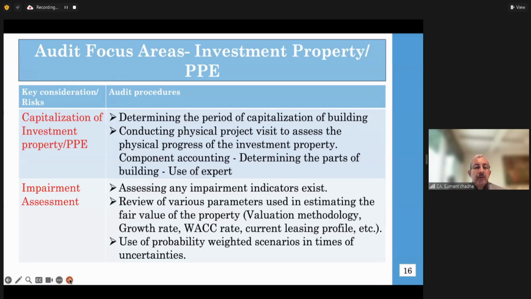Capitalization of investment property part. So the period of capitalization of the building, when I actually do it, conducting physical project visits to assess the physical progress. So this is the physical visit I talked about. Component accounting, determining the parts of the building, how do I use the building, as I said, what is relevant to schools, malls, hospitals, real estate, hospitality, and clubhouse, and common area, non-common area, because now with RERA, now it's very difficult to manipulate.